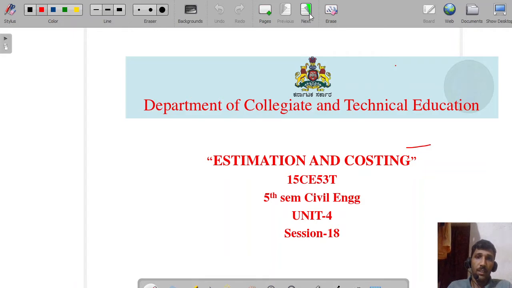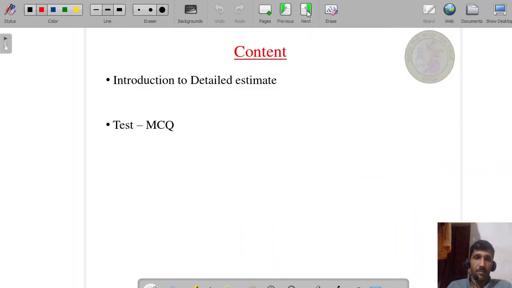This is very important for a civil engineer also. In detailed estimation, we compute the probable cost of the building, road work, etc. But today we will discuss the probable cost of the building. In the content, we will discuss the introduction to detailed estimate, and then final multiple choice questions.